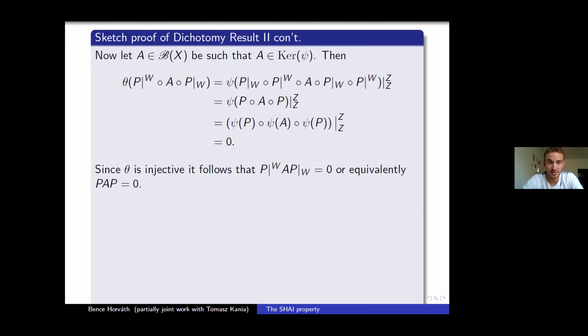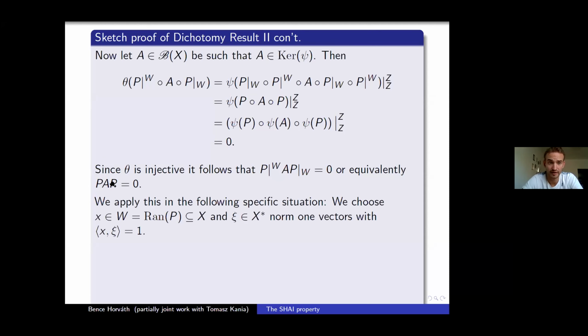Okay, cool, what does that say? By injectivity of theta, this operator is zero, or you can again compose it with P on both sides, and it gives that this operator PAP, this corner, is zero. And we will apply this in the specific situation where A is a very simple looking operator.